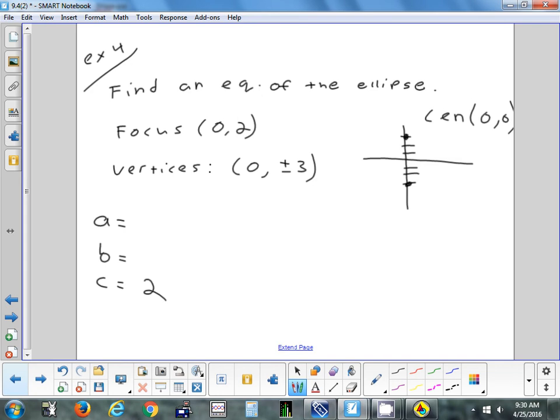3, yeah. So distance from center to vertex, doesn't matter which one you measure. It's going to be 3 units. And now figure out B. Tommy Lee, what's my formula for A, B, and C? A squared minus B squared equals C squared. Yep. C squared equals A squared minus B squared.